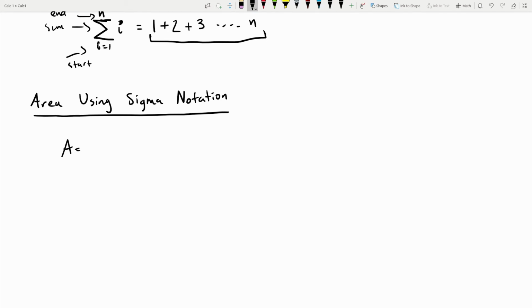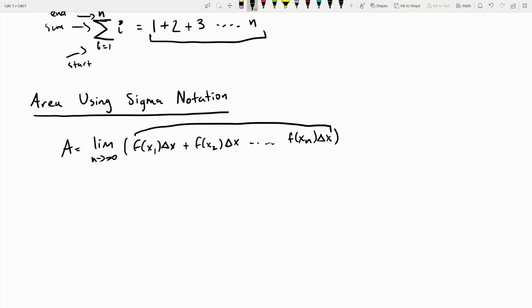If we write out what the area of the right endpoint was, it was the limit as n approaches infinity, because we wanted to have infinite rectangles, and it was going to be the sum of each rectangle. This is going to be the area of the second rectangle, and we want to do this all the way up to f of xn times delta x, which is the width of the nth rectangle. Now, like I said, this right here is a sum all the way from x1 to xn.